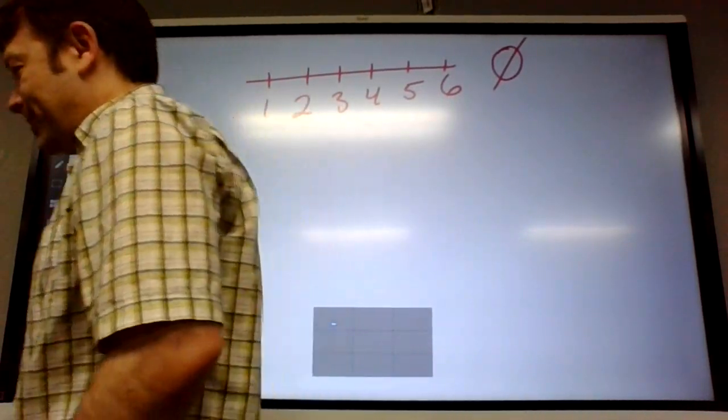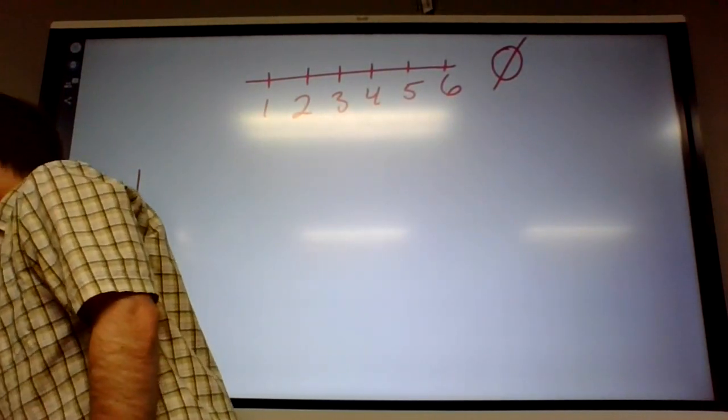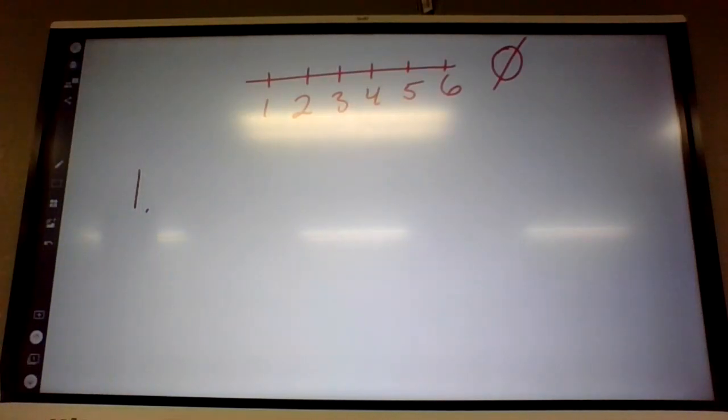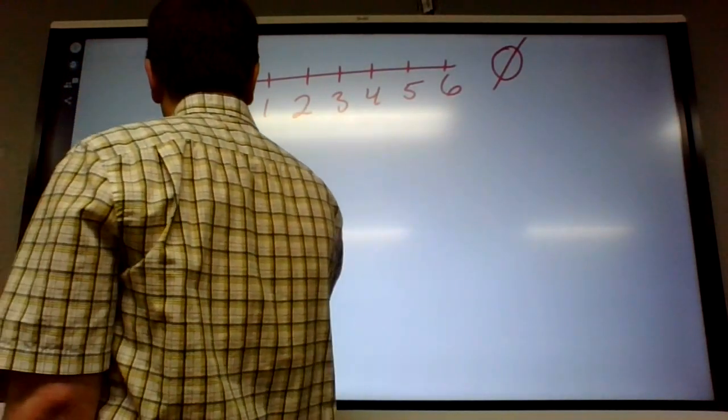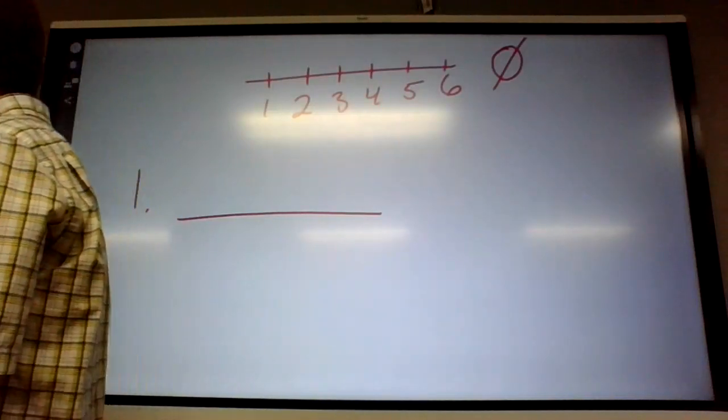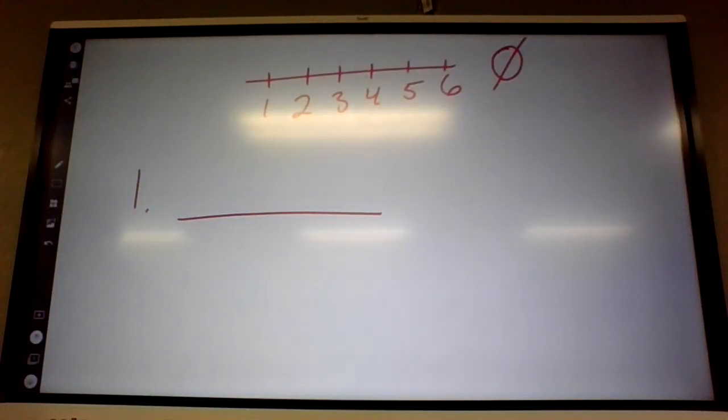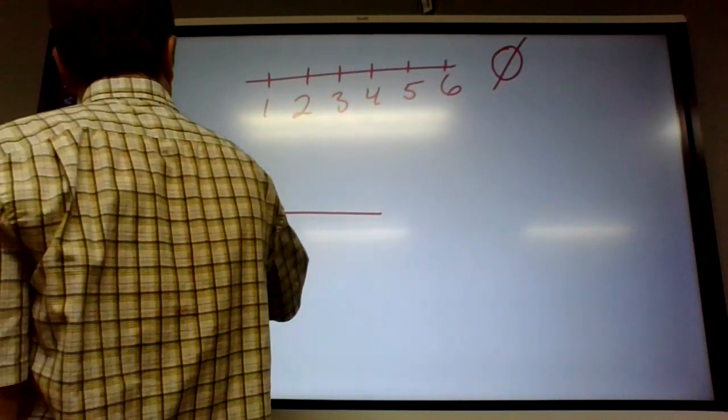Here we go, jumping in. 1 through 22. So these are just graphs. What we're going to do, make sure 2 and 4 are on your graph here.